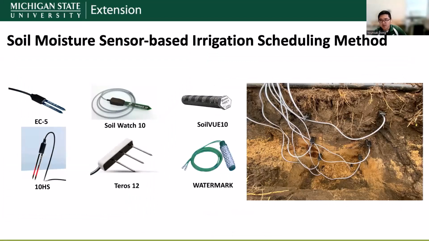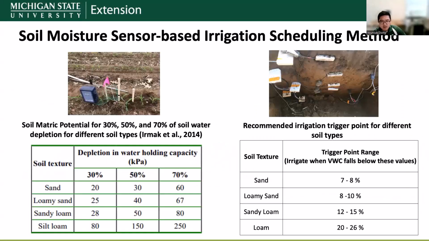We're going to talk real quick about sensor-based irrigation scheduling methods. You can use the weather data to drive when to water and how much to water, or you can also use the soil sensors to make a decision. Here are some general numbers for two different sensors.